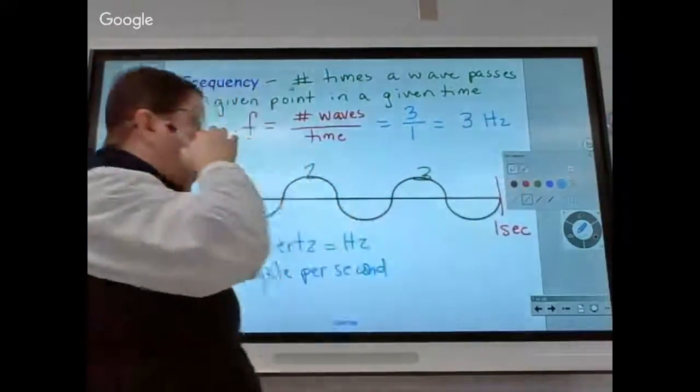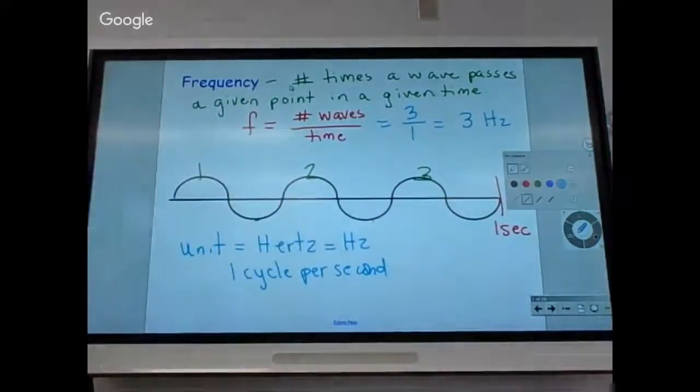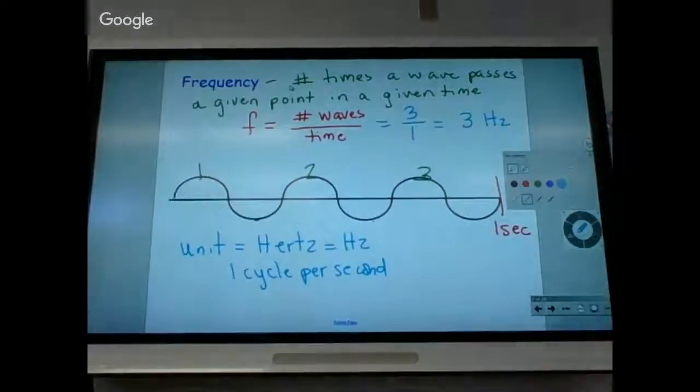Doesn't that have to do something with sound? Yeah. You can talk about decibels too.